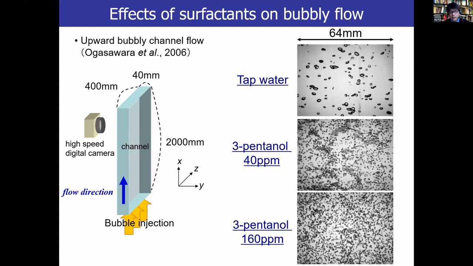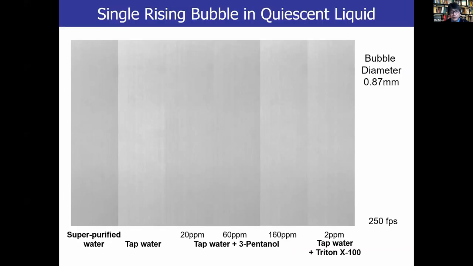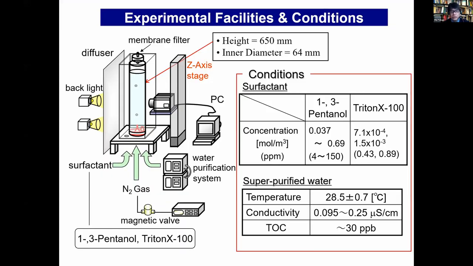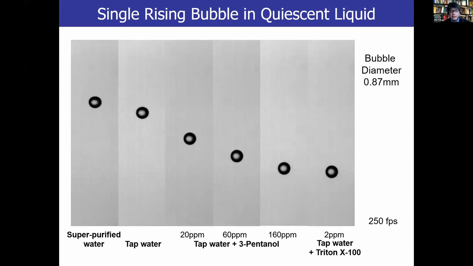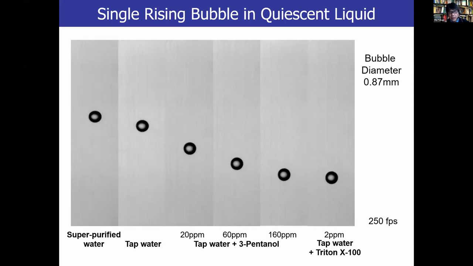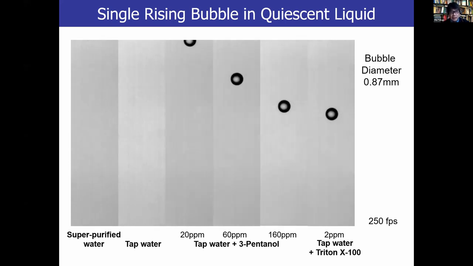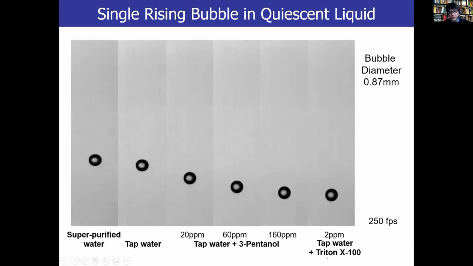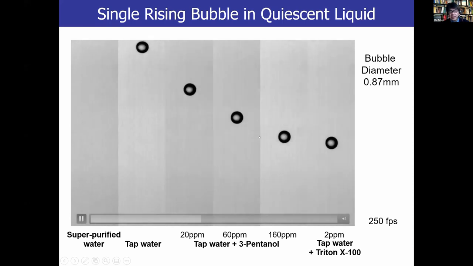Okay, that's what we've been working on for a long time. So this is the experiment for a single bubble, a single bubble in quiescent liquid, so no flow for this experiment. Nearly the same size bubbles, but the terminal velocity is totally different because of the well-known phenomenon that in contaminated water, the bubble has a much lower velocity. So from super purified water, tap water, and with surfactant, you see the drastic reduction of the rising velocity.